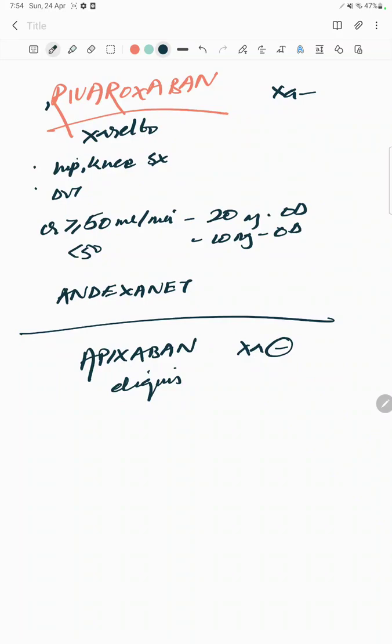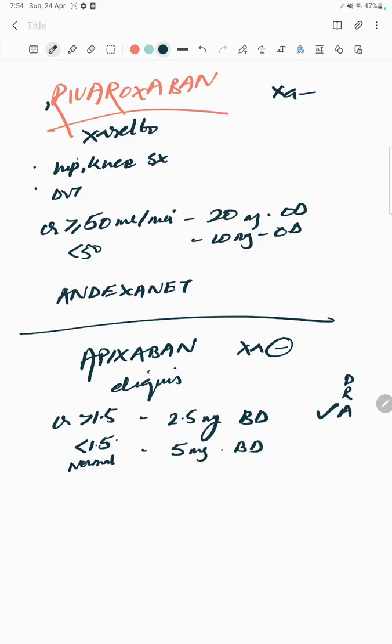The indications remain the same. If you want to choose among Dabigatran, Rivaroxaban and Apixaban, Apixaban is mostly favored. The dosage is also very good, although here also it depends upon the creatinine. If it's more than 1.5, you have to give 2.5 mg BD, and if it's less than 1.5, that is a normal creatinine actually, the dose is 5 mg BD.